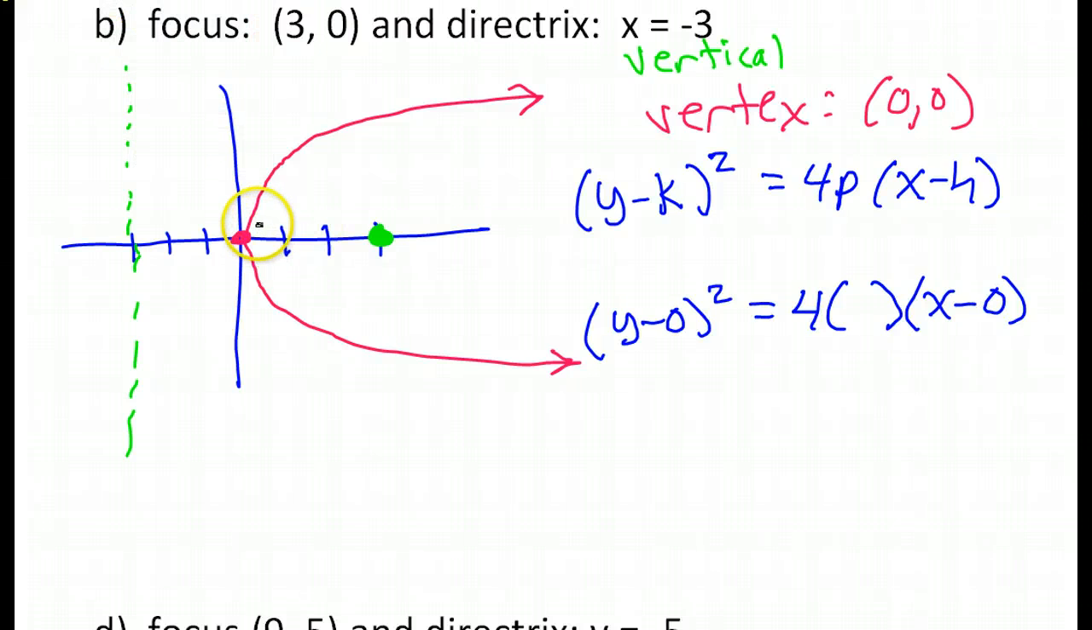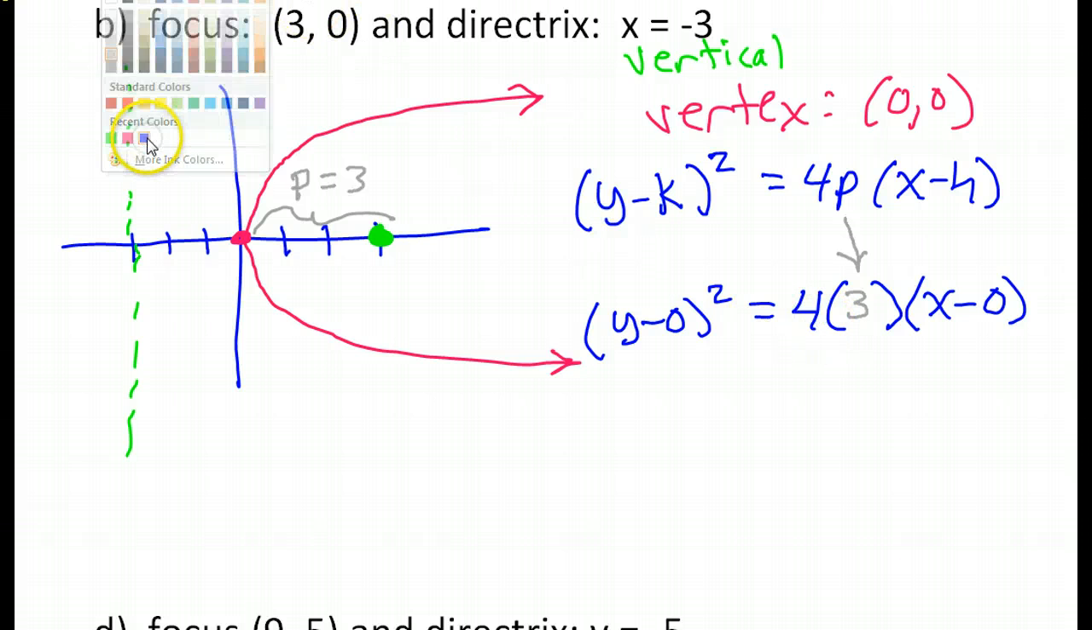Okay, the p-value is this distance right here from the vertex to the focus. So I know that p is 3. It's positive because it's going to the right. Alright, so if p is 3, then I've got 12 right here.